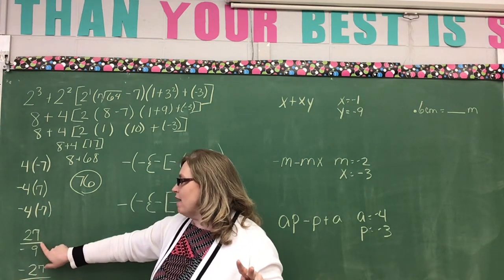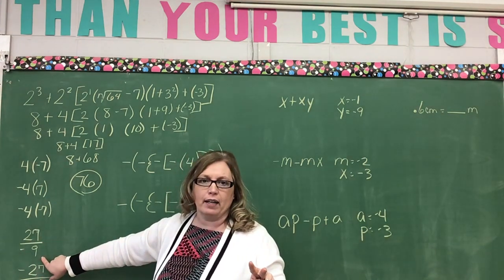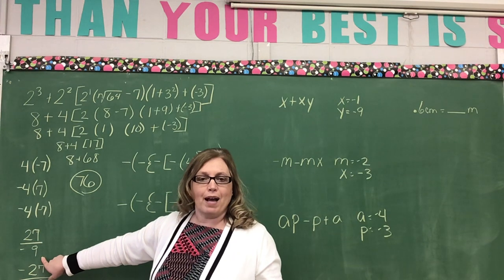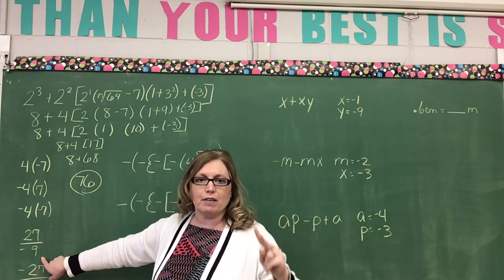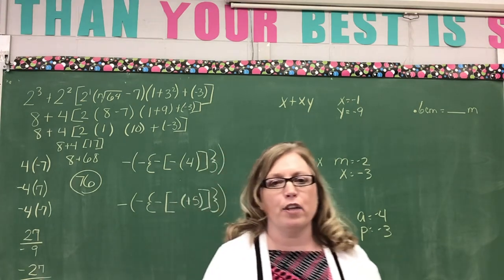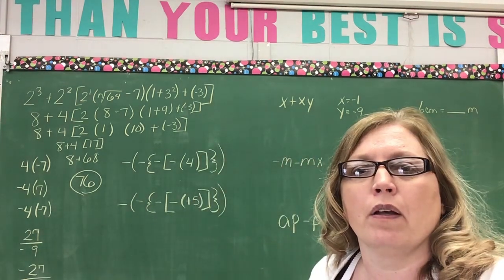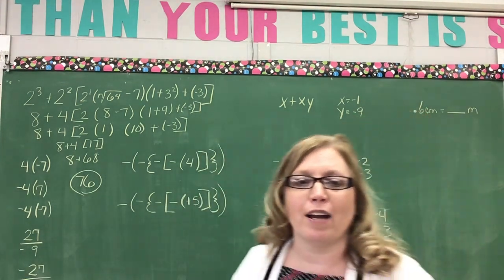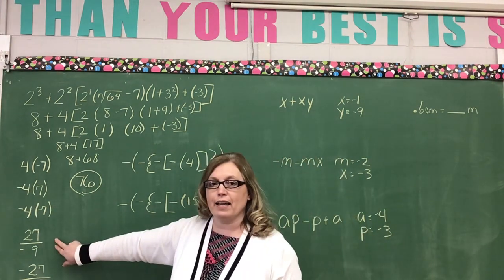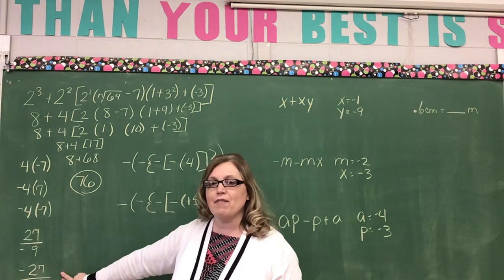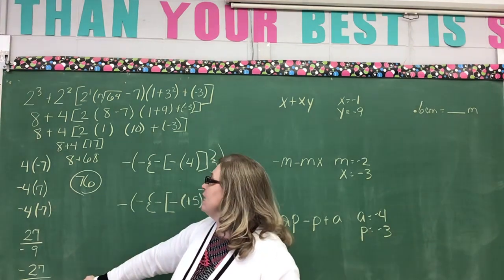We have 27 divided by negative 9. The answer is 3. Is it positive or negative? It is a negative because one number is positive, one number is negative. So therefore, I had to take that off, sorry about that. Therefore, our answer is a negative 3. We have negative 27 divided by 9 is a negative 3.